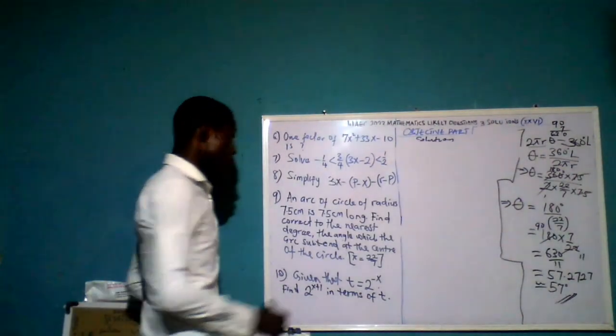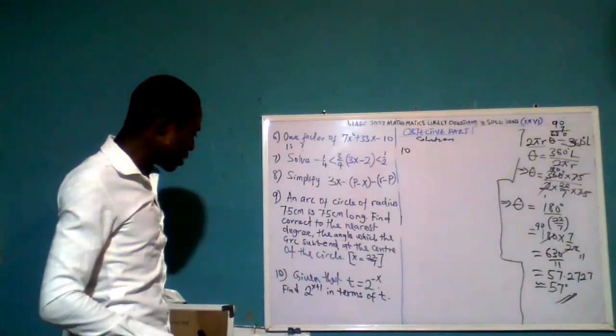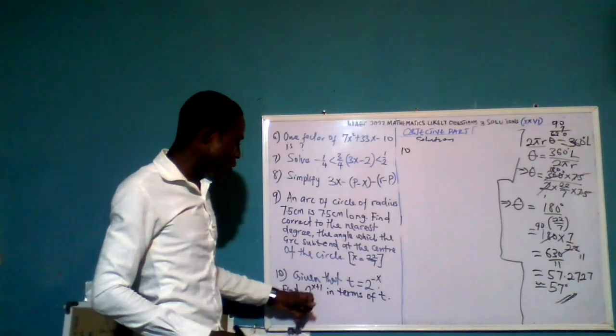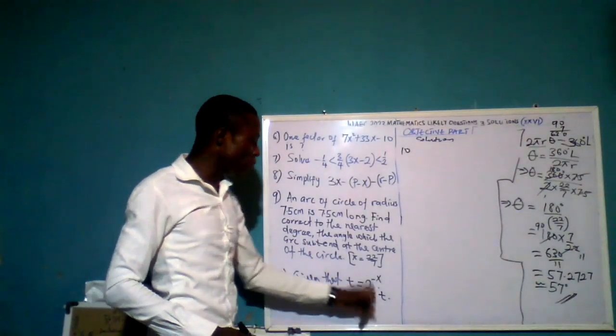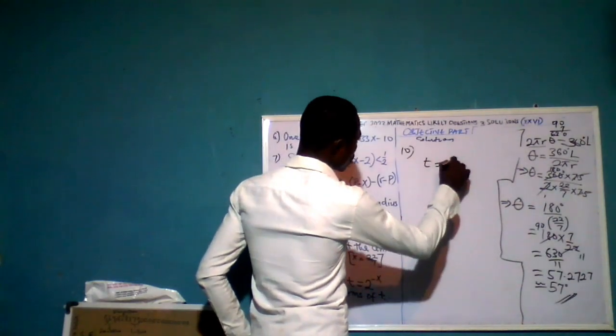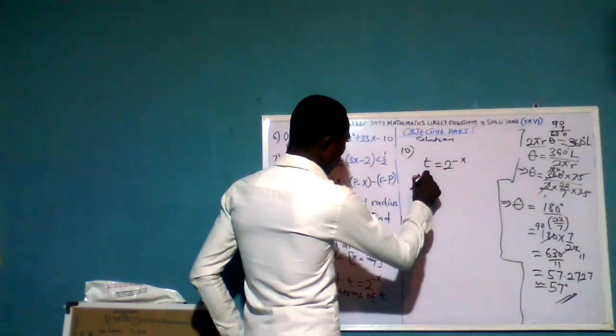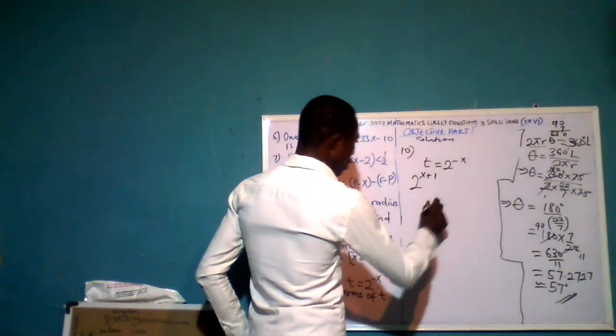So let's take a look at question number 10. We are given that t is equal to 2 raised to the power minus x, and we are asked to find 2 raised to the power x plus 1 in terms of t.